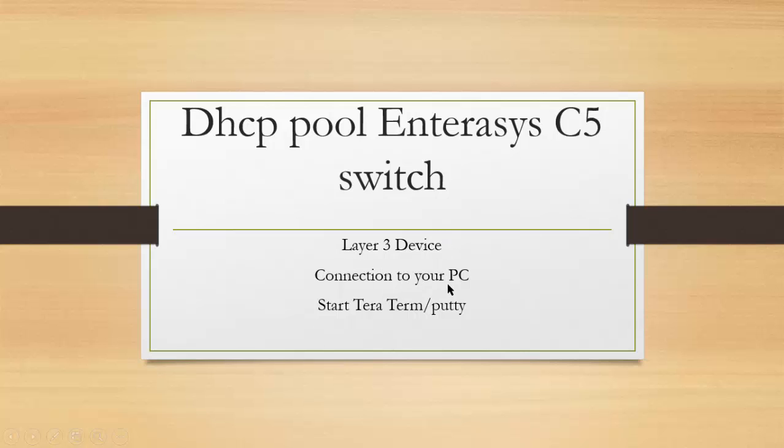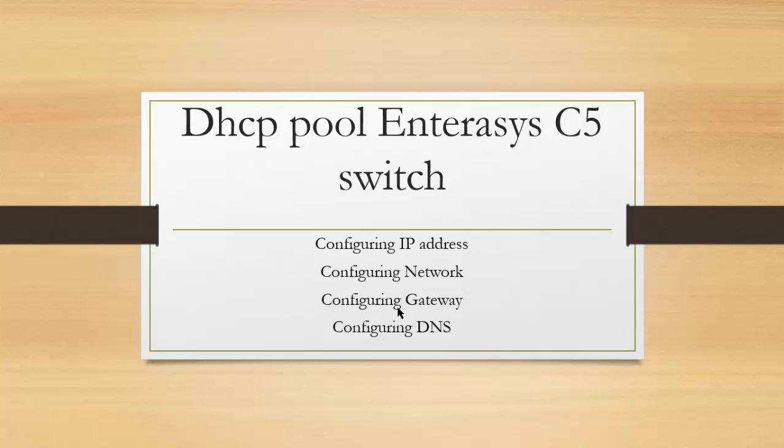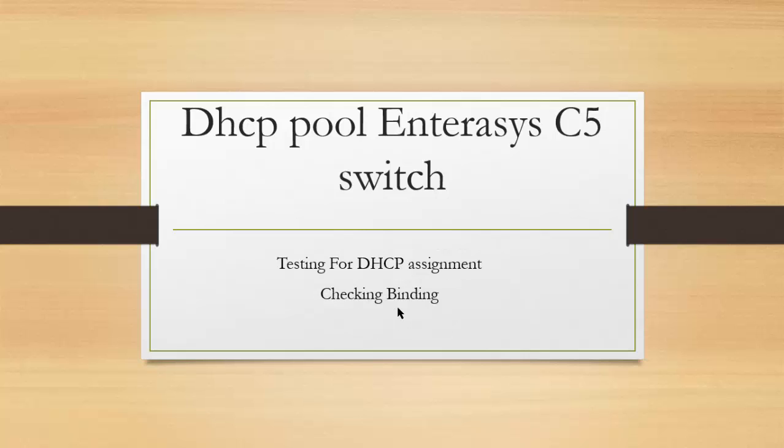And today I'm going to show you how to connect to your PC, start Teraterm or Putty, depending on the client that you like. Me, I prefer Teraterm. And we're going to configure an IP address for the switch. Then we're going to configure the network, configure the gateway, which is usually your router, and configure the DNS. And then we will test for the DHCP assignment and check for binding.